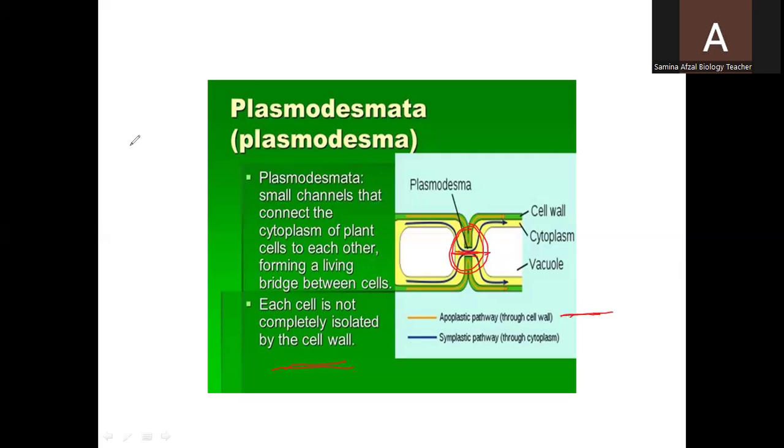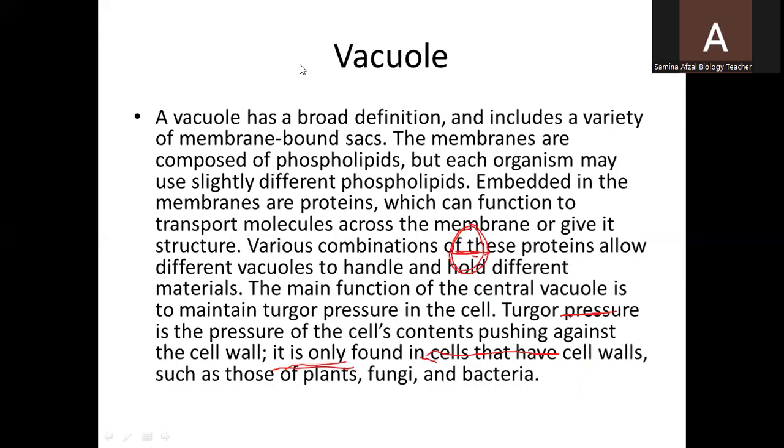In the apoplastic pathway, the water passes through the cell wall. It does not pass through the cytoplasm. Cytoplasm is not involved, which means there is no role of plasmodesmata in this. But in the symplastic pathway, the water passes through the cytoplasm through these plasmodesmata. In this way, the water can move from one cell to the other through the plasmodesmata.